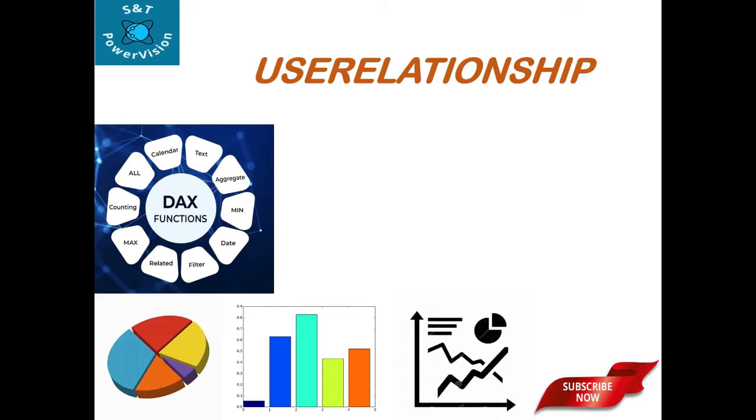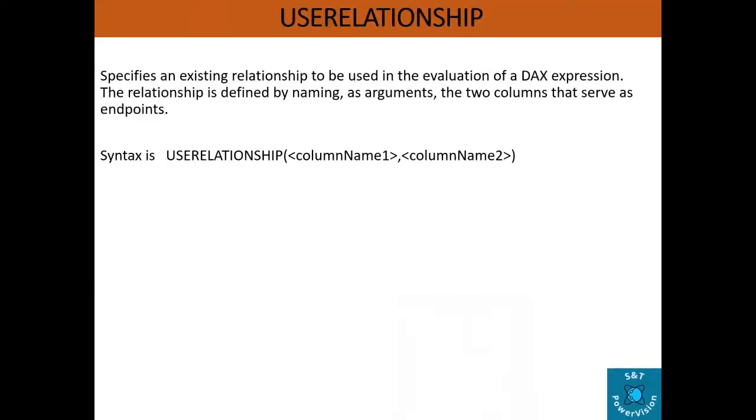In this video we'll talk about USERELATIONSHIP. So what is USERELATIONSHIP and how does it work? First of all, we will see its syntax. Basically, it specifies an existing relationship to be used in the evaluation of a DAX expression. The relationship is defined by naming as arguments the two columns that serve as endpoints. Its syntax is USERELATIONSHIP(column name 1, column name 2).